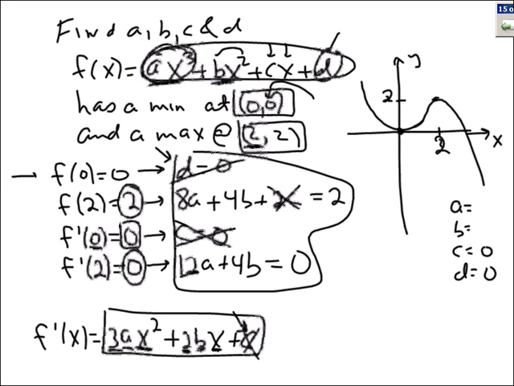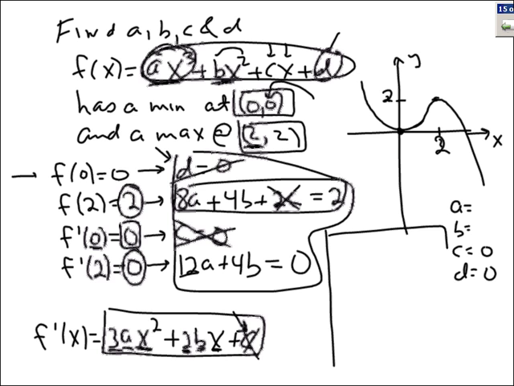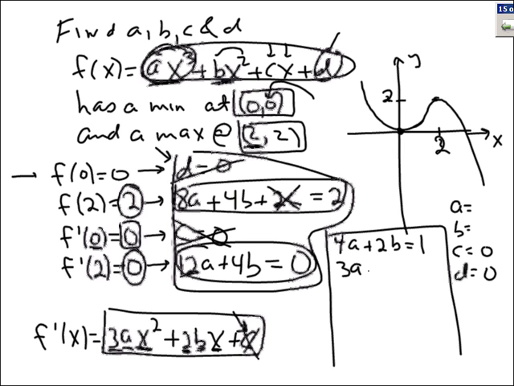For example, let's just take the second equation and simplify it. Let's divide everything by 2. Due to lack of space, I'm going to do that there. So I have 4A plus 2B is equal to 1. The last equation, I'm going to divide by 4. And it gives 3A plus B is equal to 0.